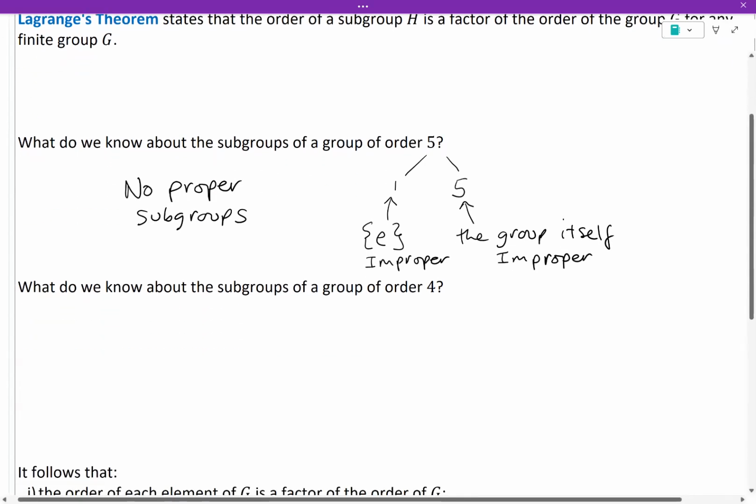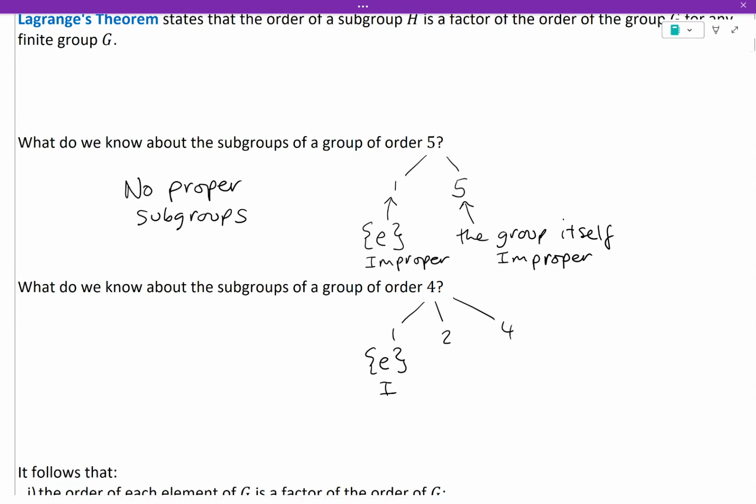Now, what do we know about the subgroups of a group of order 4? Well, they're going to have an order that's a factor of 4. So that will be 1, 2, or 4. Now, of course, 1 is our identity, which is our improper subgroup. And then 4 is the group itself, which is once again improper. And I'm just using I to indicate that.